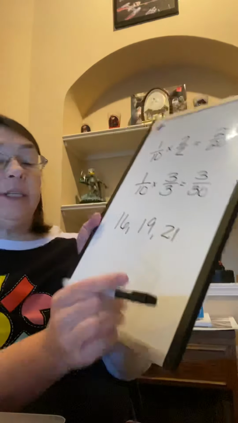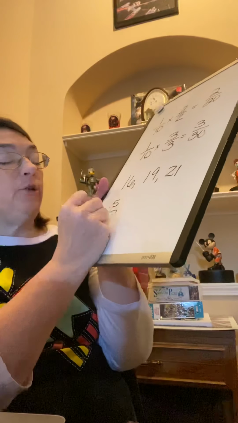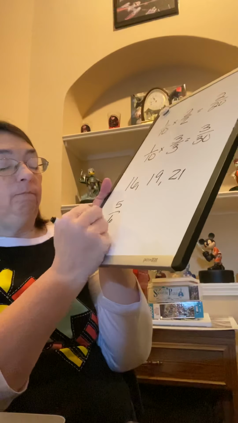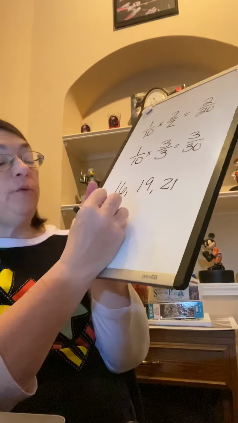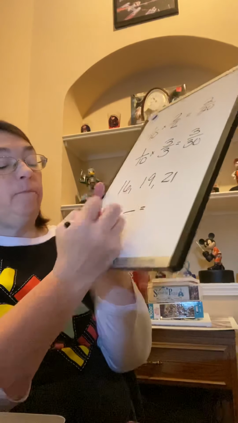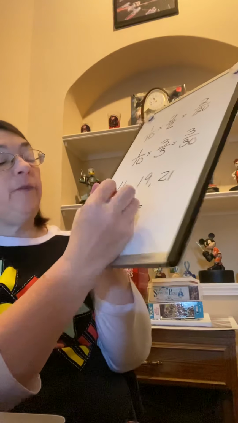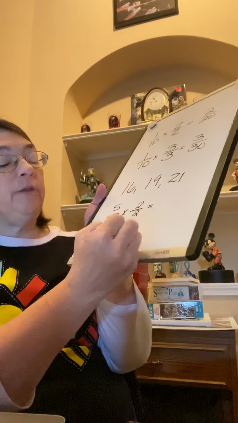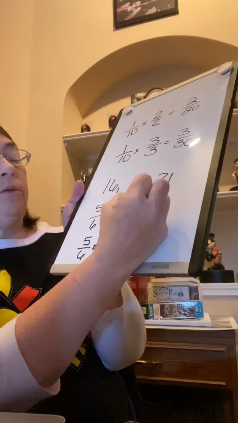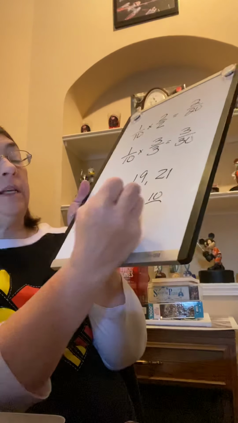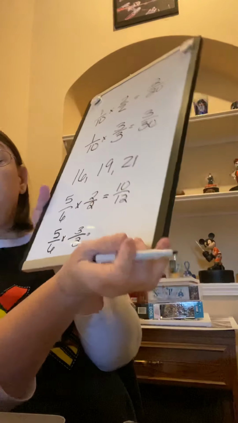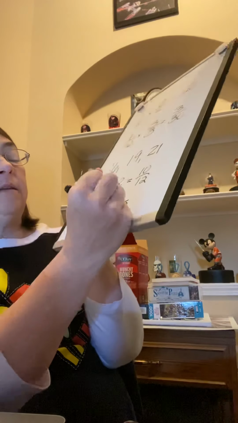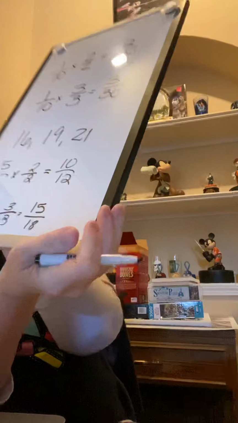All right, number 16. You had 5 over 6. Again, I'm going to write it down twice, because I know I'm going to have 2 equivalent fractions. I'm going to multiply by 2 over 2 here and by 3 over 3 here. So 5 times 2 is 10. 6 times 2 is 12. There's one equivalent. 5 times 3 is 15. 6 times 3 is 18. There's the other equivalent.